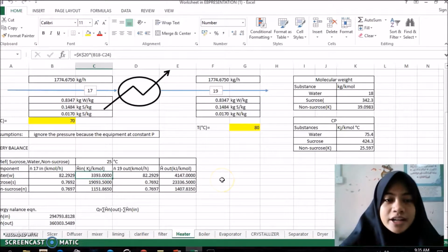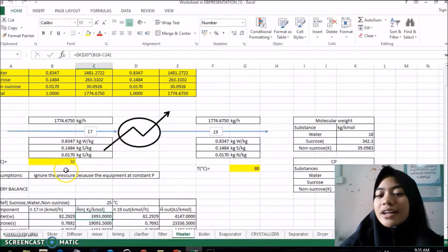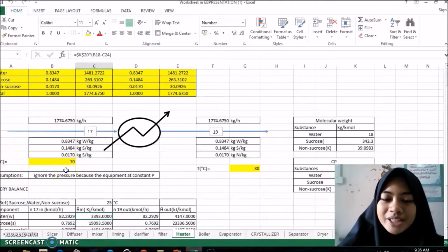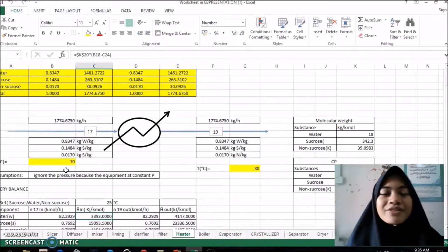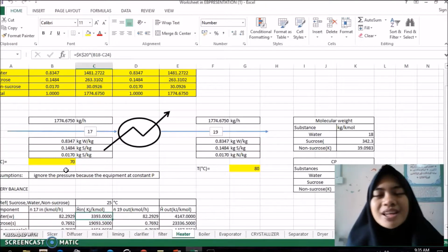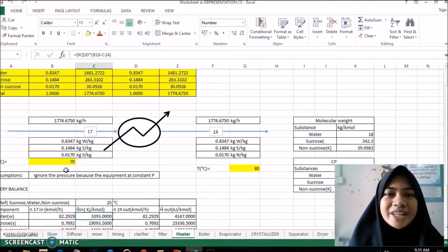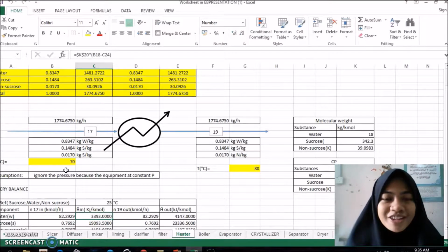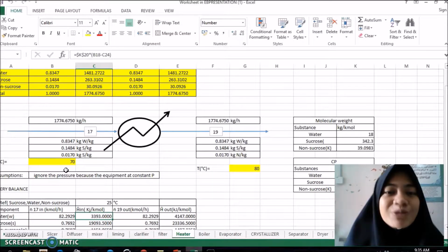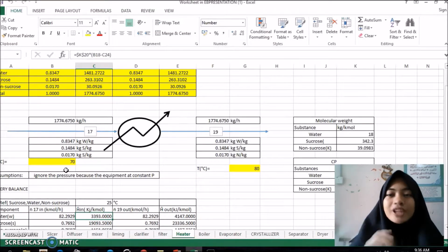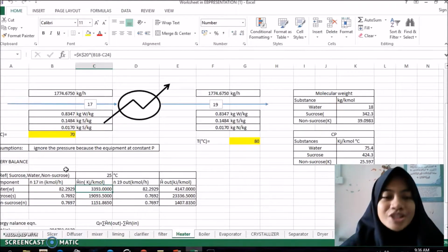Okay, this is the calculation for the heater. As you can see, the inlet temperature is 70, which is quite high. This is because the outlet temperature from the clarifier is already very high. After it passes the filter, it is reduced by 10 degrees Celsius. Then in the heater, we increase the temperature by 10 degrees Celsius, from 70 to 80 degrees Celsius. The heater works at constant pressure, so the calculation is quite easy.